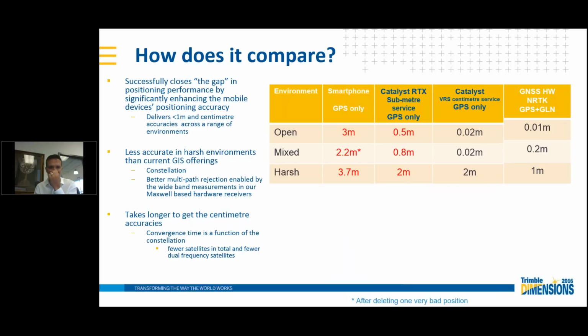A system like this, like Catalyst, is in the submeter sort of offering, is 0.5 meter in an open sky, 0.8 meters. And you know, I've also eliminated the slides that show all the data behind this because we don't need to comb through all that. But there's all kinds of data sets to get to these numbers. We don't need to look at that. But 0.8 meters, and then in harsh environments where there's more obstructions, probably a couple of meters. So Catalyst that someone's using on a network RTK solution can get down to a couple of centimeters in open, mixed, and a couple of meters in a harsh environment.